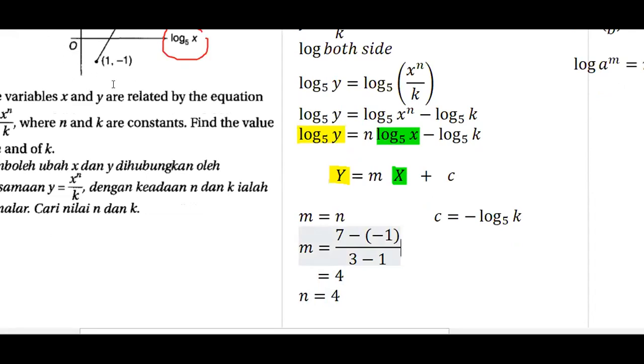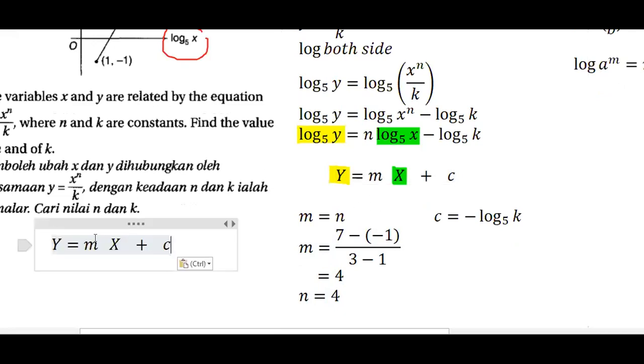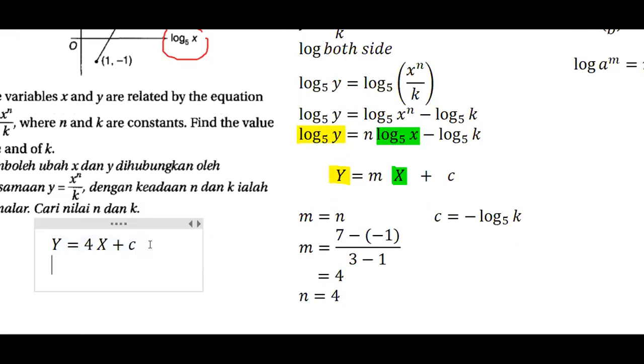Okay, masalahnya dia tak bagi C ni. They don't give me C. How? Susahnya. Is it difficult? Can I find C? Betul. Guna ni. Use this one. Big Y and big X. Okay, so saya punya M sudah tahu. My M is 4, right? I just need to find what? Find C by putting the big Y and big X. Sub in.